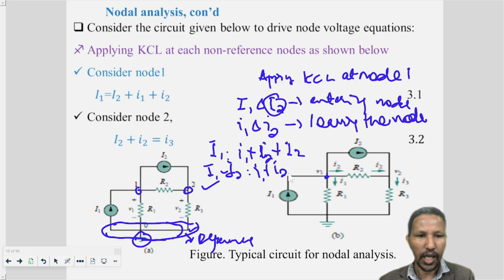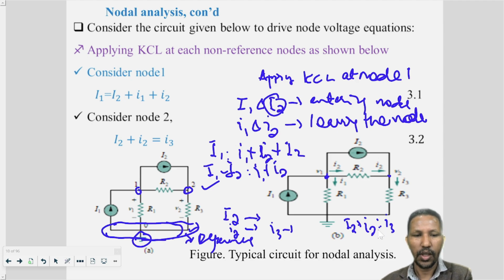And at node 2, we can consider capital I2 entering the node, small I2 entering the node, and small I3 leaving the node. So I can write capital I2 plus small I2 equals small I3. This is the mathematical expression at node 2.